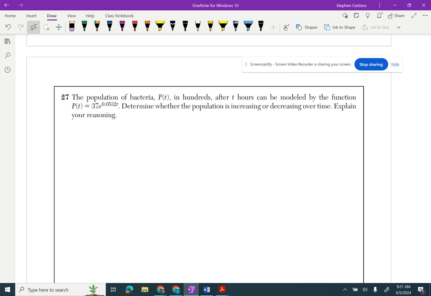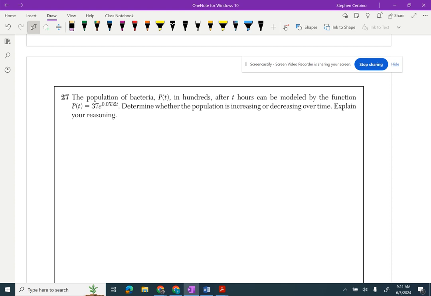The next question asks us to determine from this exponential function whether it's increasing or decreasing. It doesn't say if I have to do this algebraically or not. So we could totally just graph this and explain what's happening in the graph and say that as the x values increase, the function values, or the p of t values, are increasing over time. I'm going to go about this using the algebraic method here because I think it's a little bit easier and it's better to understand what you're actually doing.